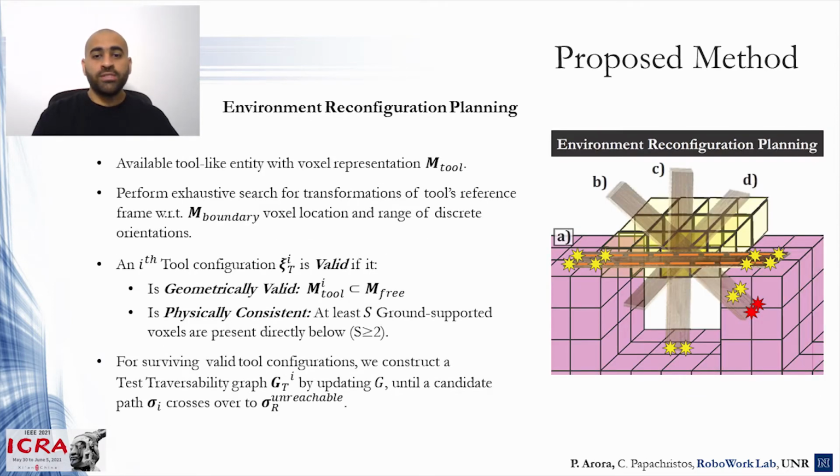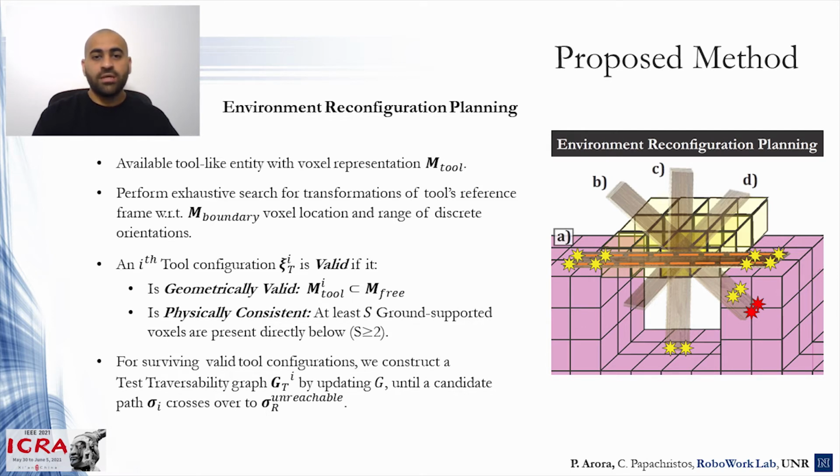We assume that the robot is capable of identifying and picking up a free entity in its environment whose 3D geometry it is capable of estimating autonomously. We conduct an exhaustive search over different transformations of the object's reference frame. The goal of environment reconfiguration planning is to obtain those reachable goal configurations where the robot may position the tool-like entity such that they are A. Geometrically valid, that is, the object volume will not collide and penetrate into occupied structure and it will only occupy free voxels once positioned. B. Physically consistent, that is, it has at least a number S of ground supporting voxels underneath it. In our case, we consider S greater than 2 to ensure stable configuration.